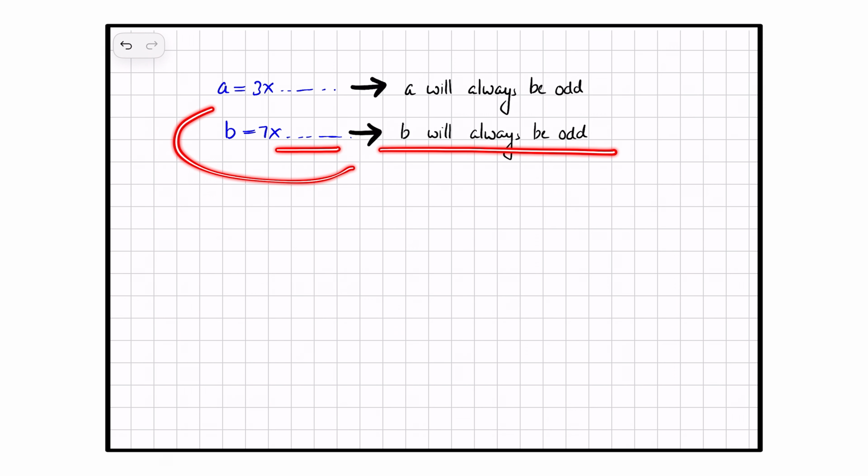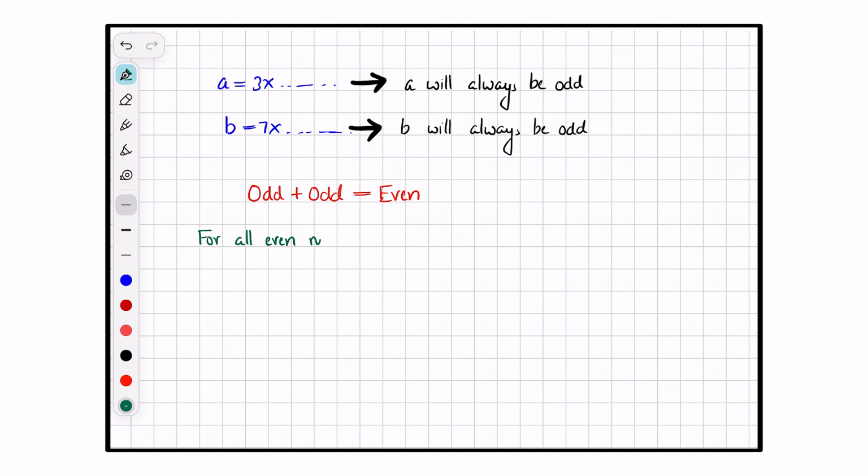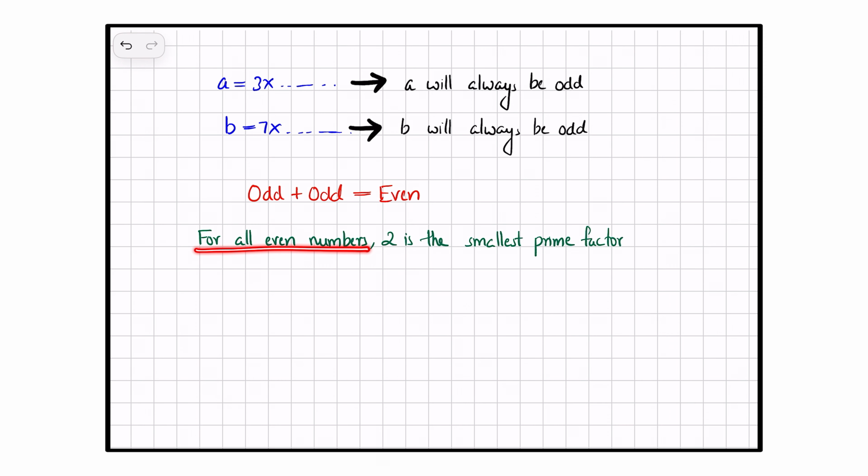The same logic can be applied here once more. 3 is the smallest prime factor of A, and all other prime factors are always going to be an odd number. So when I multiply one odd number with another odd number, it will always be an odd number. And when you add two odd numbers, it will always be an even number. For all even numbers, 2 will be the smallest prime factor. That means option A, 2, is the answer.